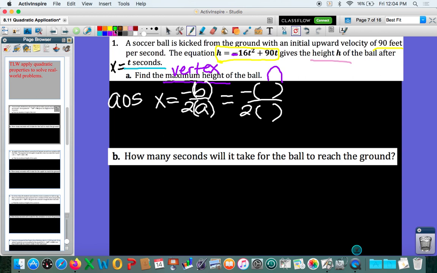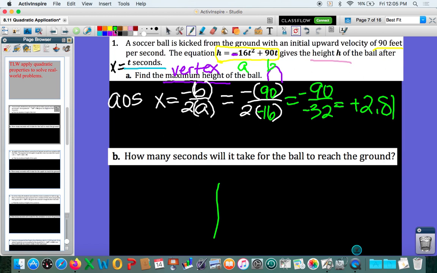So for example, I can tell that this is a because it's got the t squared. This is b because it has the t. So 90 goes right here, and negative 16 goes right here. Awesome. So we're going to go ahead and get negative 90 over negative 32, which is positive 2.81.